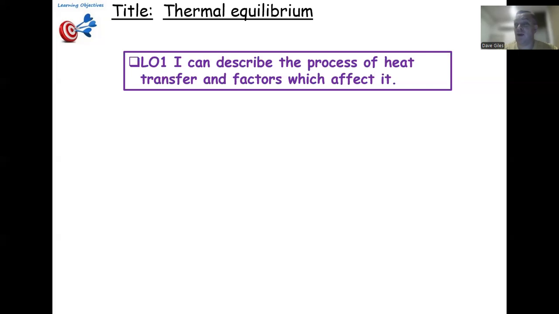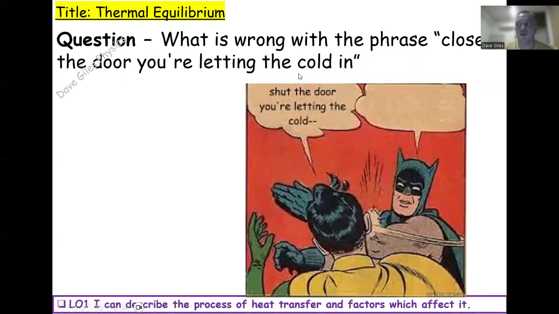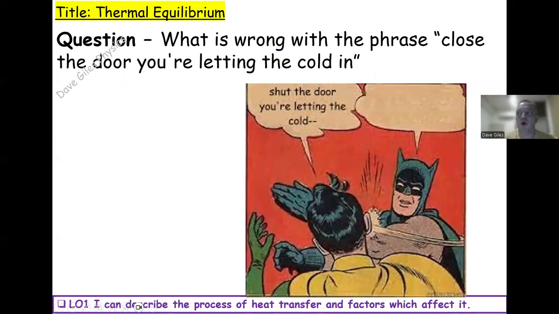So today we're looking at thermal equilibrium, and I want you to describe the process of heat transfer and factors which may affect it. So, quick question: what is wrong with the phrase "close the door, you're letting the cold in"? See here, I found a little meme which includes it. "Shut the door, you're letting the cold in," and Batman slaps that phrase out of him. So let's have a look at what Batman replies with.